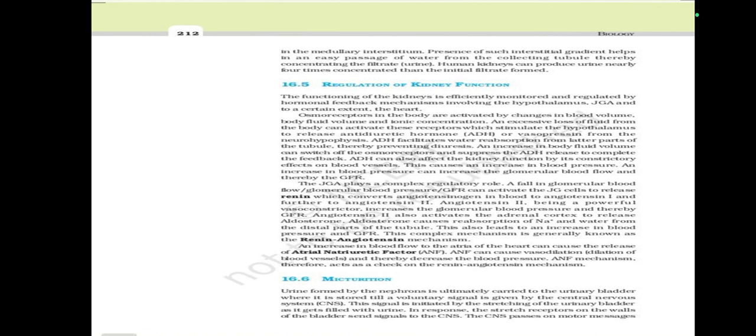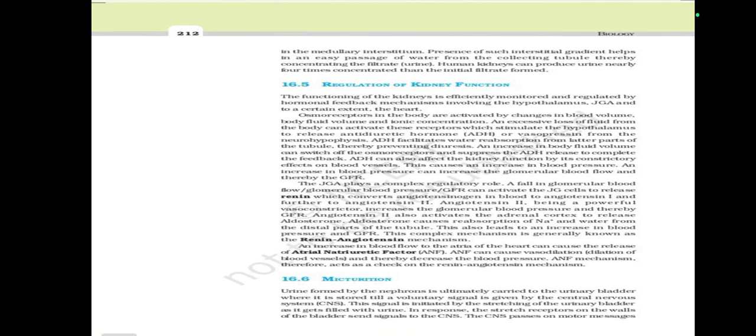This complex mechanism is generally known as the renin angiotensin mechanism. An increase in blood flow to the atria of the heart can cause the release of atrial natriuretic factor, ANF. ANF can cause dilation of blood vessels and thereby decrease the blood pressure. ANF mechanism therefore acts as a check on the renin angiotensin mechanism.